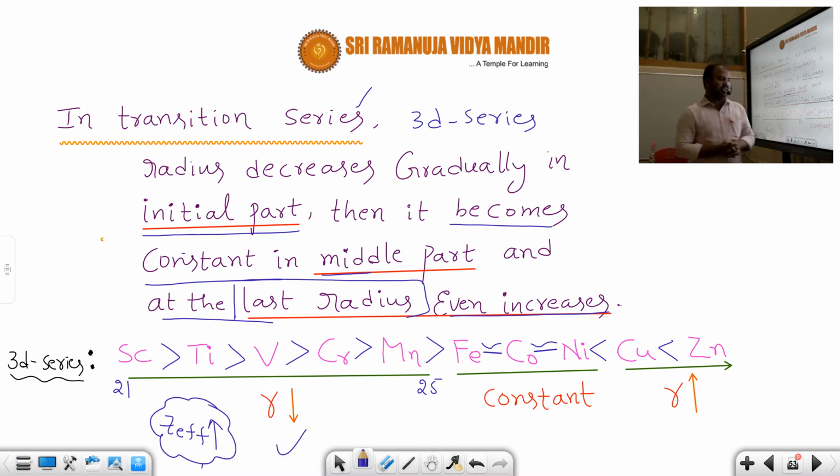But in the middle part of the 3D series, what happens? Iron, cobalt, nickel. Here the radius is constant. What will happen? Radius is almost constant. Why is it constant? I will explain later. Copper and zinc, what will happen? Radius increases. Why does it increase?